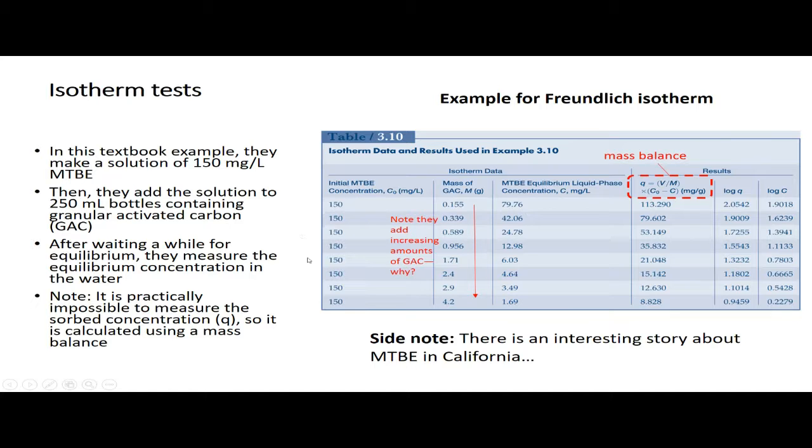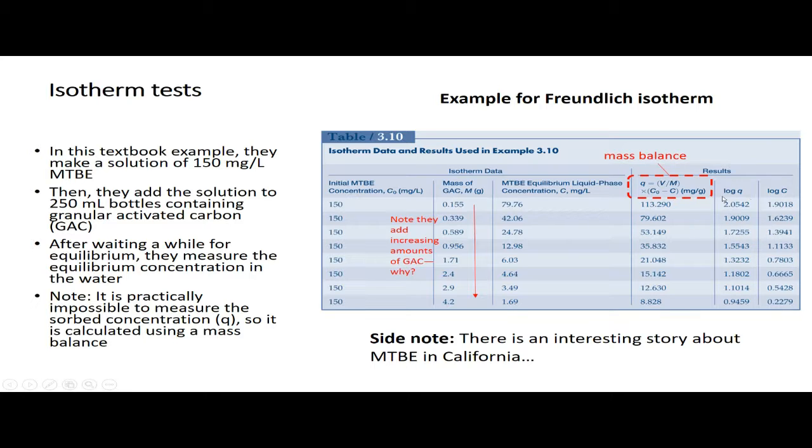Note in this one, they add the same chemical amount to each one, but they have increasing amounts of carbon, so you should get a lower concentration in the system. So this one's the lower concentration at equilibrium. And then you actually have to calculate the q. It's actually very difficult to measure the q. If you think about it, the q is in the water and it's stuck on the solid, so you can't really pull the solid out of there and measure it.